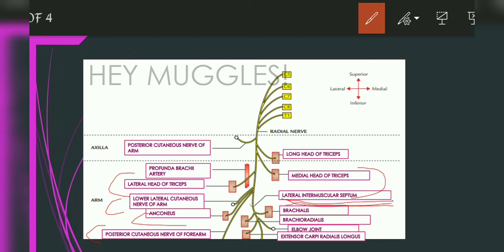Now in the anterior compartment, it gives 3 branches. It gives 3 muscular branches to brachialis, brachioradialis, and then extensor carpi radialis longus, and articular branches to the elbow joint, right? I hope the course of your radial nerve in the region of the arm is clear to all of you.